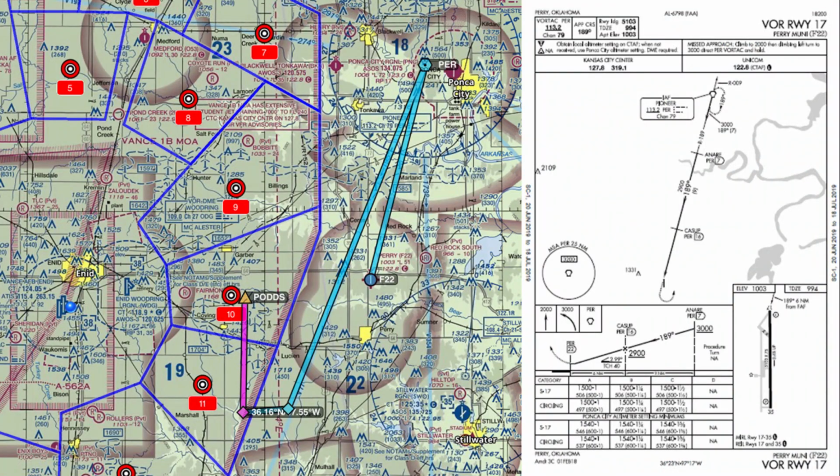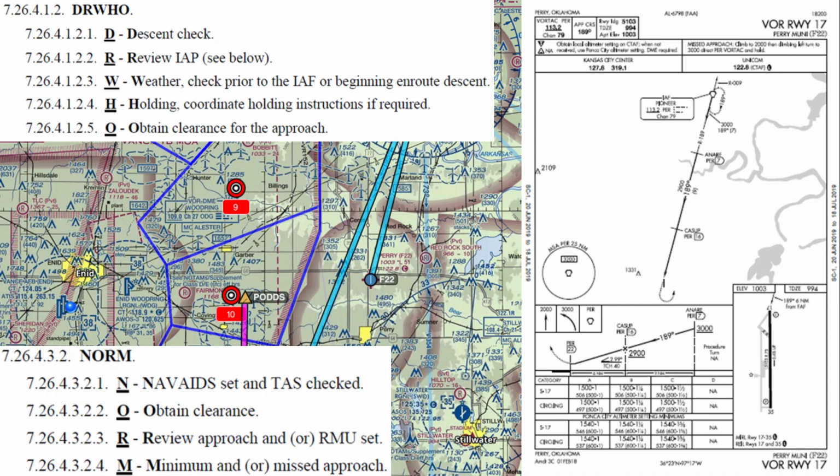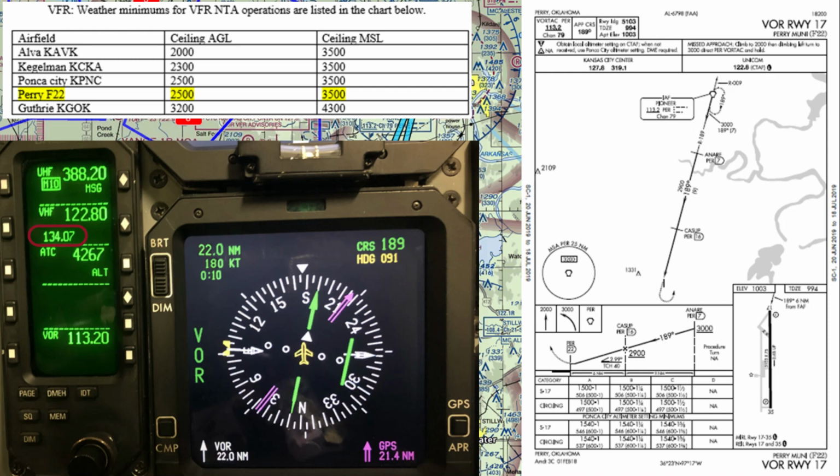After completing MOA work, obtain the weather information for Perry and do your descent check. The 11248 offers the Doctor Who and NORM acronyms as techniques to help you remember the things that should be accomplished prior to descending from cruise altitude. Ensure weather is VMC at the destination and that you can legally proceed VFR from the MOA to the NTA.